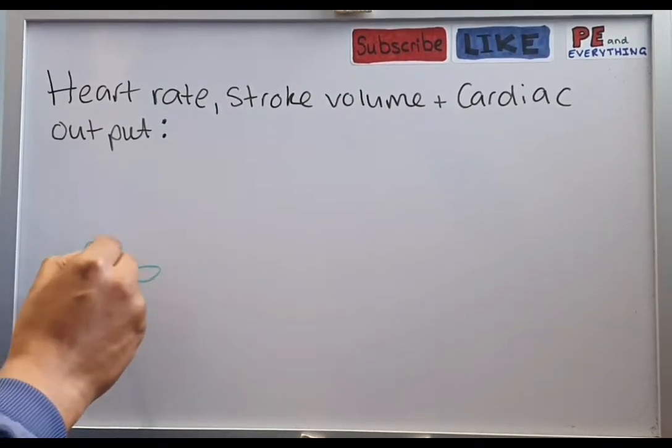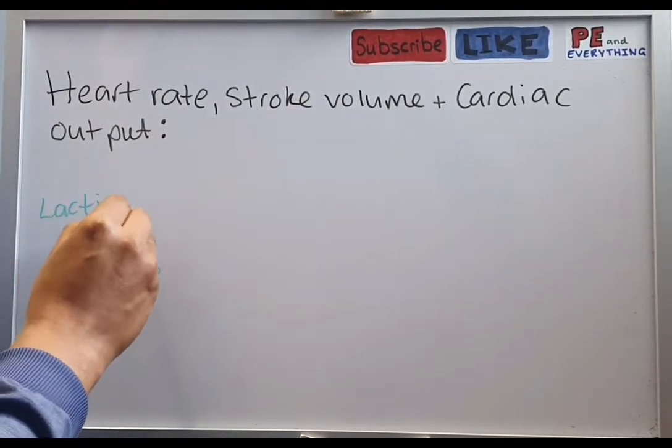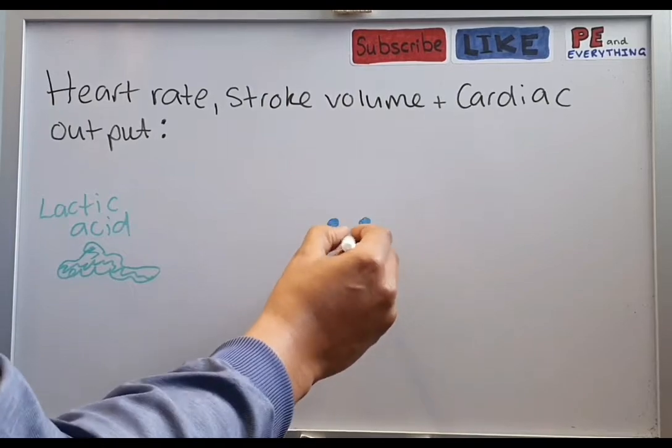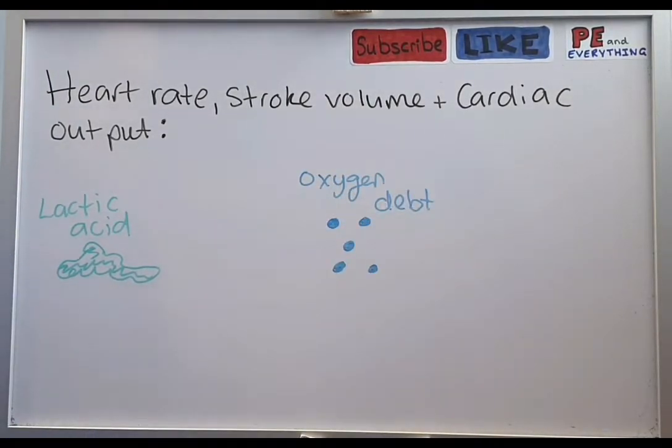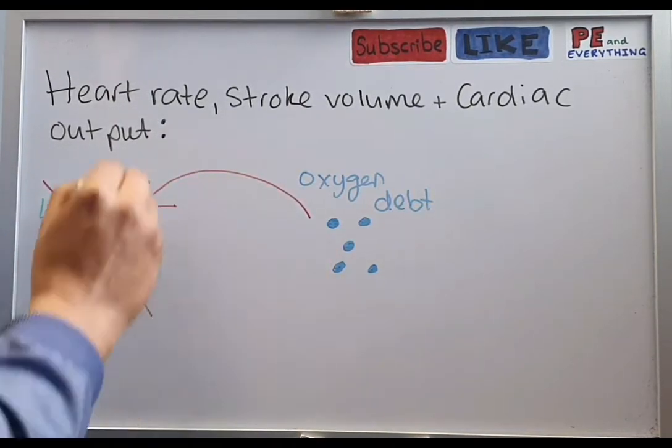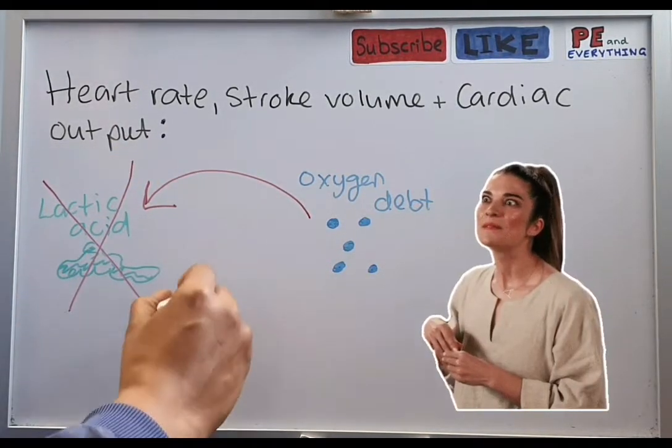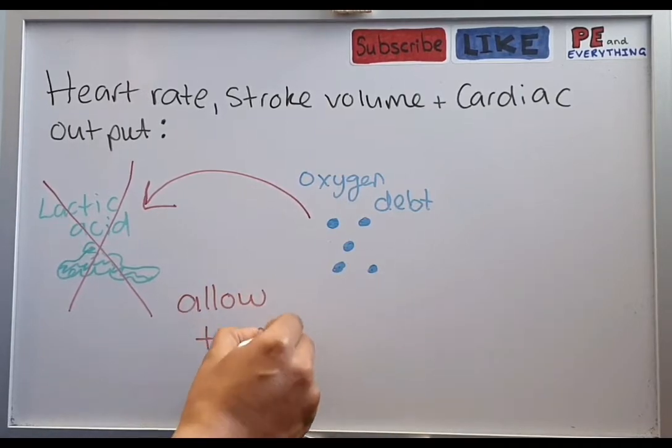What this shows is when lactic acid is accumulated in the working muscle, the only thing to remove it is oxygen. The amount of oxygen you need is oxygen debt. Excess post-exercise oxygen consumption.